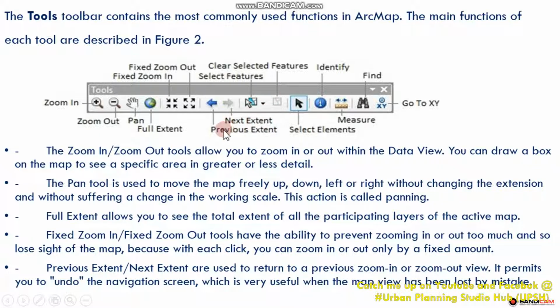This is next extent, previous extent. This is select features, select element, identify, this is measure, find, and then this is go to XY. This is talking about coordinates. Okay, so let's quickly read through.